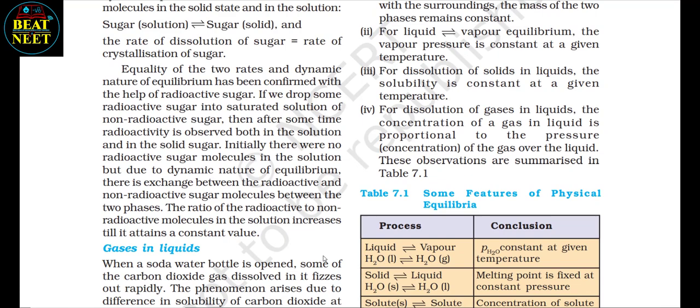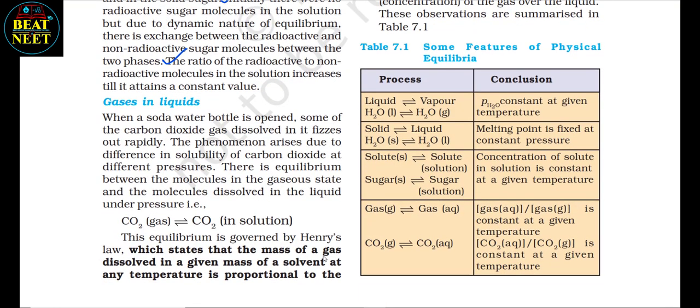radioactive sugar. If we drop some radioactive sugar into a saturated solution of non-radioactive sugar, then after some time radioactivity is observed both in the solution and in the solid sugar. Initially, there were no radioactive sugar molecules in the solution, but due to the dynamic nature of equilibrium, there is exchange between the radioactive and non-radioactive sugar molecules between the two phases. The ratio of the radioactive to non-radioactive molecules in the solution increases till it attains a constant value.